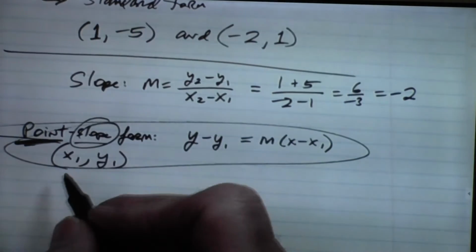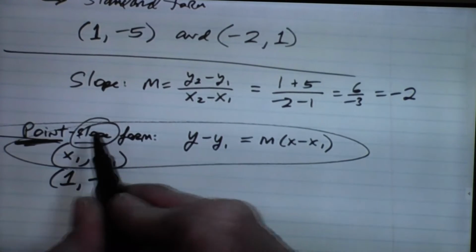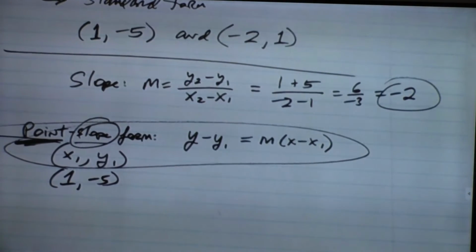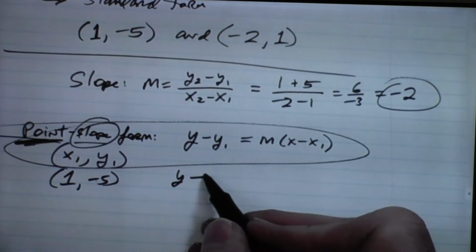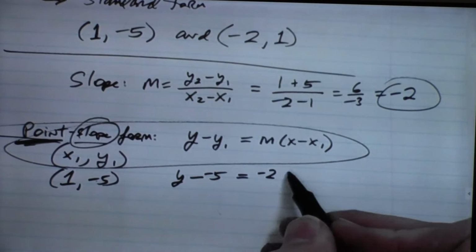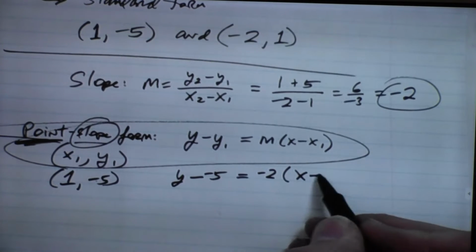I'm going to use this one. I'm going to use 1 and -5 because it's one of those points, and I already know what the slope is because here's the slope. So it's going to be y minus this -5 equals -2, and it's x minus that x.